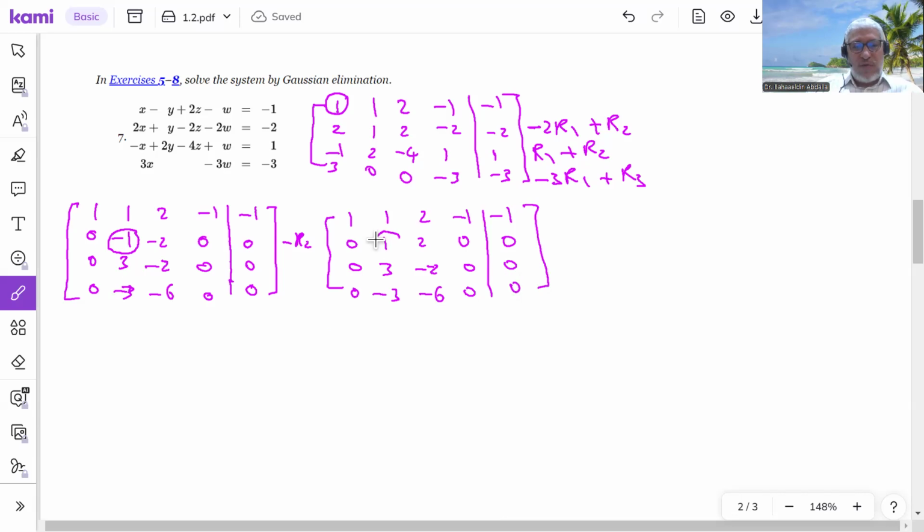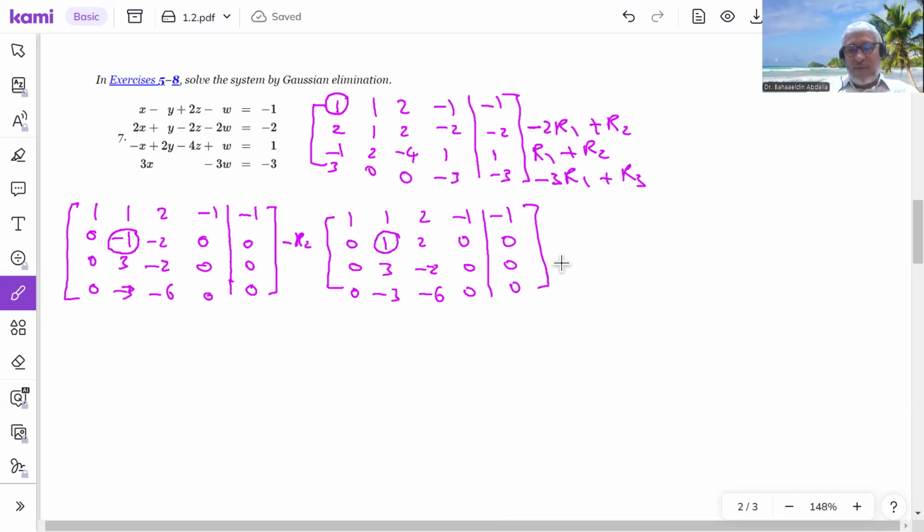Okay, this number is 1, and it is called the leading one. Gaussian elimination: use this one to make the numbers below zeros. If we are using Gauss and Jordan, then we will make this one also 0 using the leading one. So I'm using Gaussian elimination, so I will make 3 and -3 zeros.